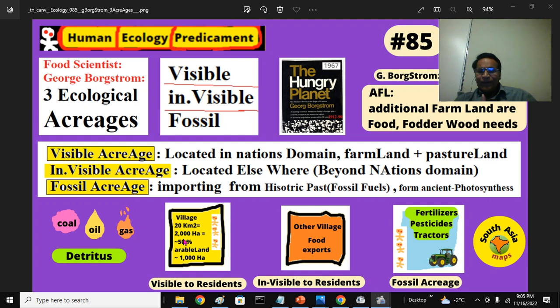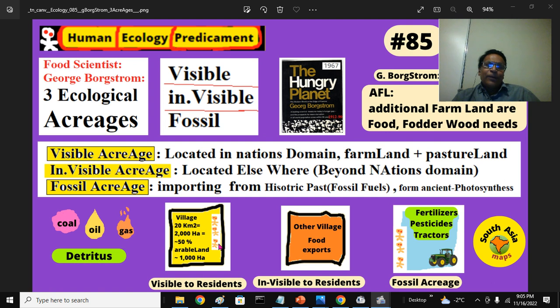If you continue life like that, a simple agricultural farm life, you will live forever. That means the carrying capacity is there indefinitely because you are not dependent anywhere else. That is visible acreage. All the biological sustenance of a nation comes from its domain, that is, visible farmland. Instead of a village, you can think of a district or a province, even a country like the United States, Pakistan, Bangladesh, or India. All your sustenance came from them.